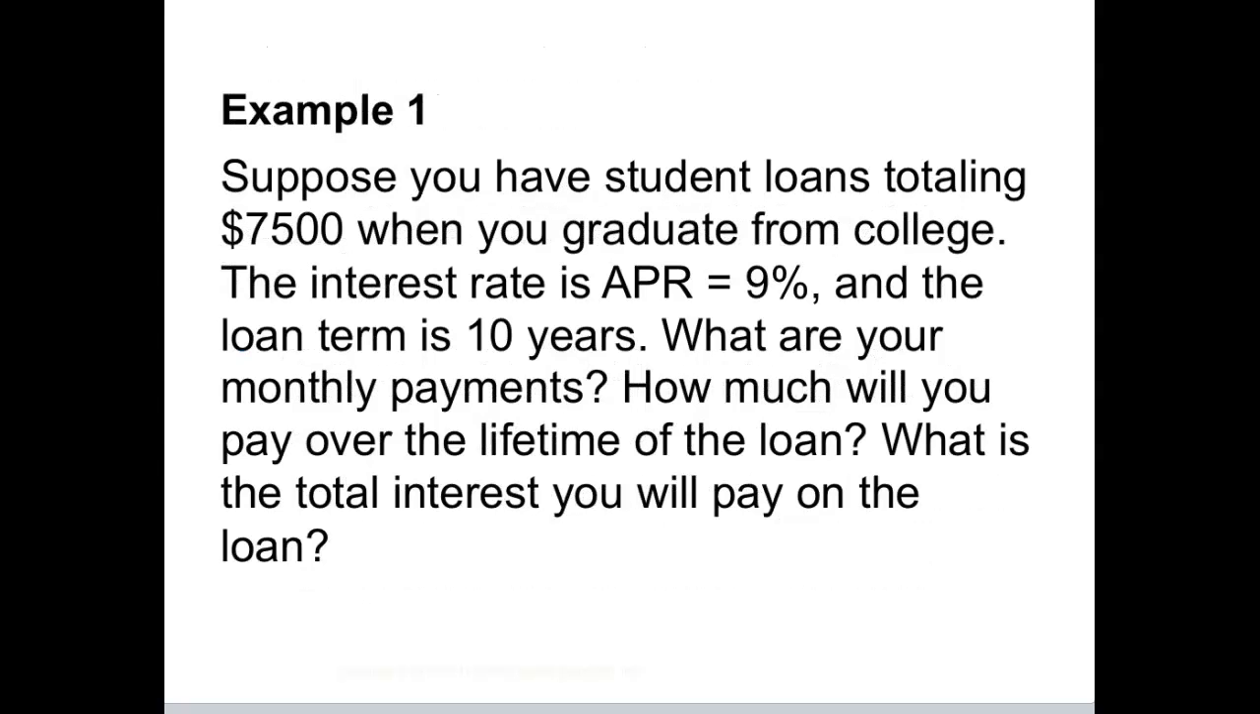So let's do an example. Suppose you have a student loan totaling $7,500 when you graduate from college, the interest rate is 9% annually, and the loan term is 10 years. What are your monthly payments? How much will you pay over the lifetime of the loan, and what is the total interest you will pay on the loan? I'll give you a second to get the main points of that down.